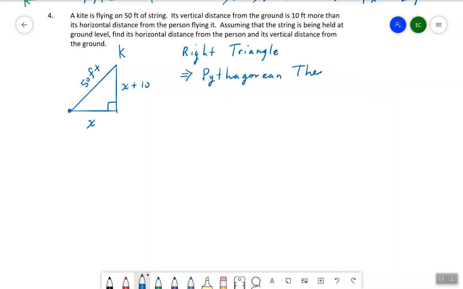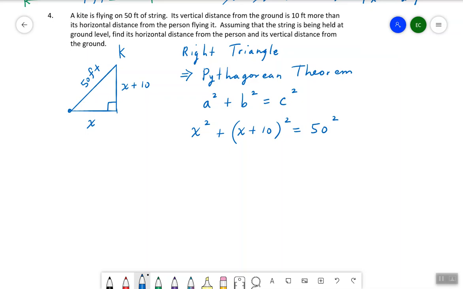which says that a squared plus b squared equals c squared, where a and b are the legs of the right triangle and c is the hypotenuse, in this case 50. So we'll replace a with x, and we'll replace b with x plus 10, and we'll replace c with 50. And there is our quadratic equation that we can solve to answer the question.